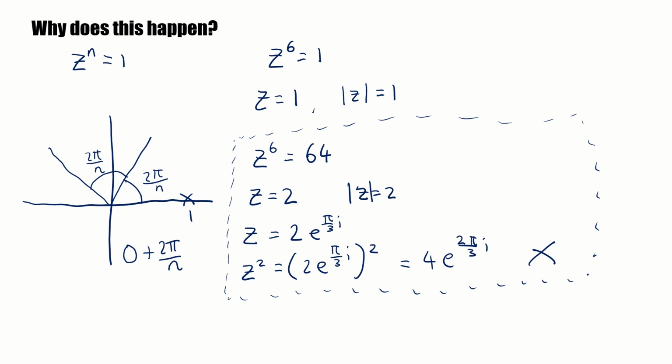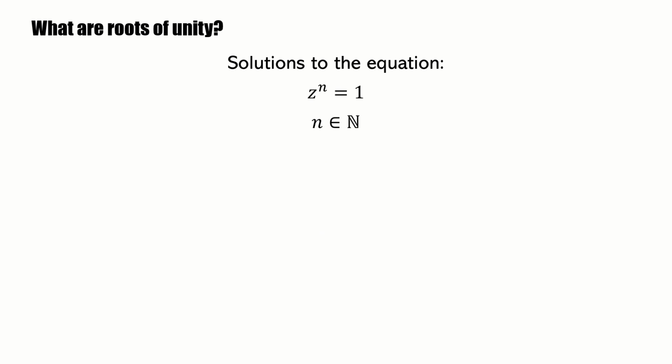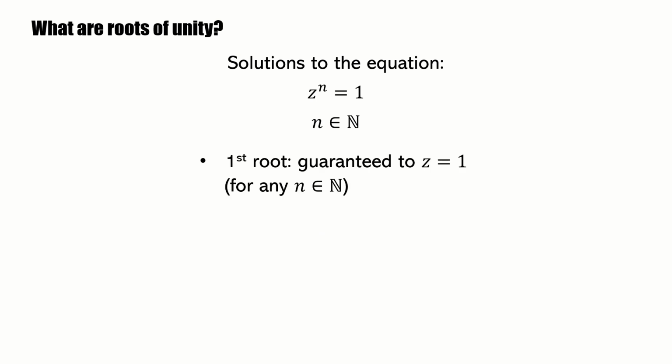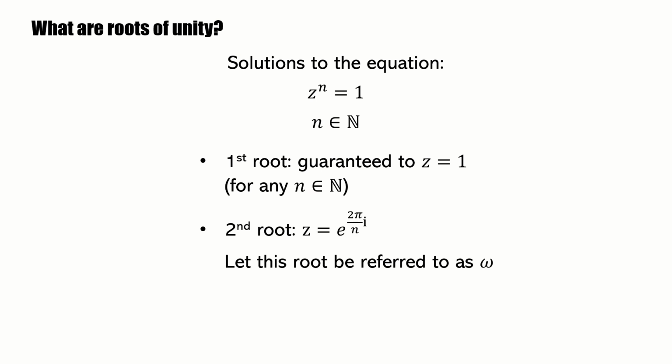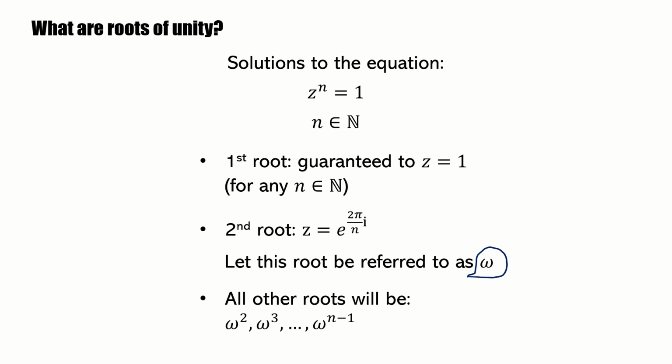And so therefore, all in all, this does lead to the very convenient situation where if you're trying to solve an equation of the form z to the n equals 1, where n is any positive integer, it's guaranteed the first root is going to be z equals 1. It's guaranteed the second root is going to be z equals e to the 2 pi over n of i. And we can then refer to that root as omega. There's that lowercase Greek letter written there. And then ultimately it's guaranteed that all the other roots that are the solutions to this equation are going to be just powers of omega.